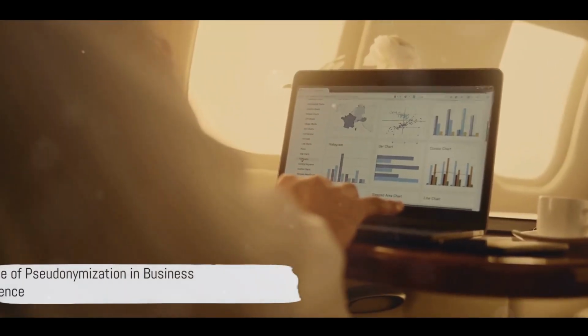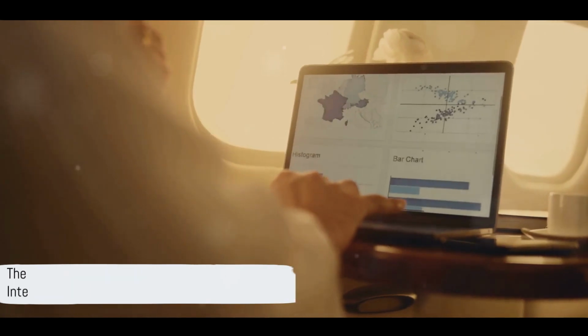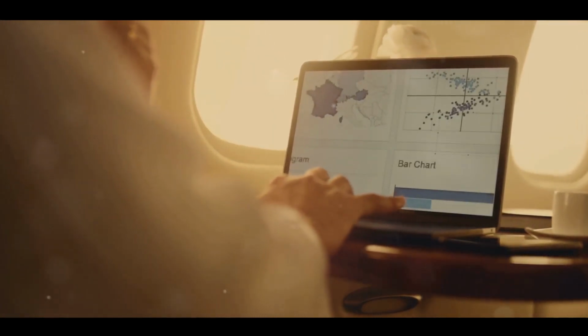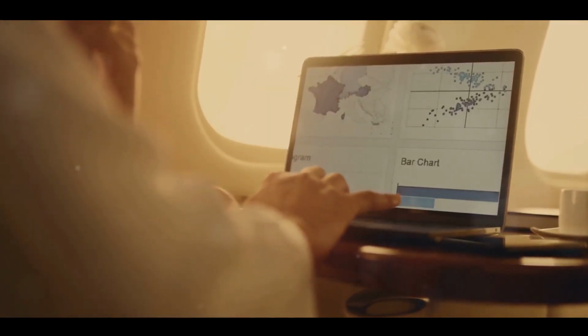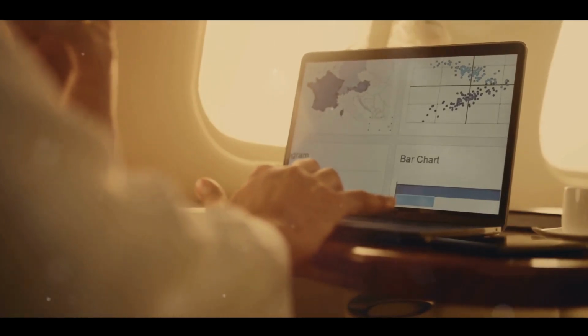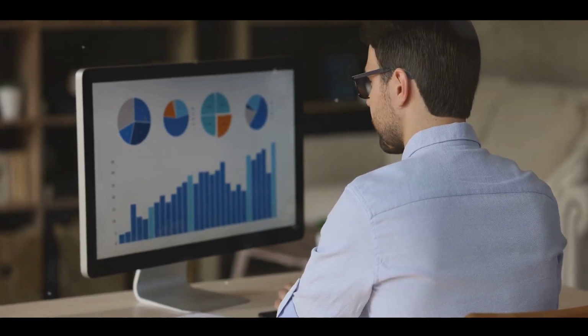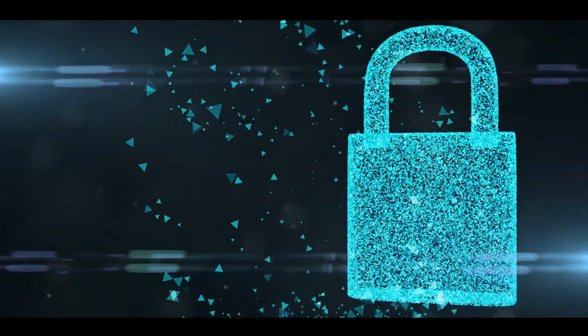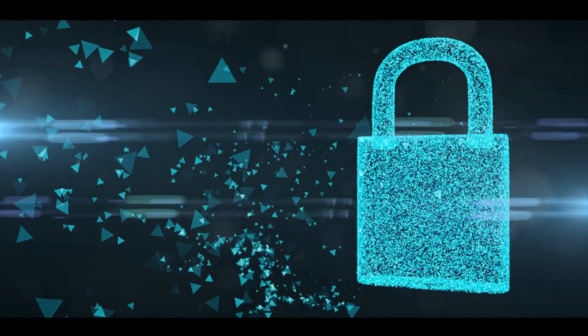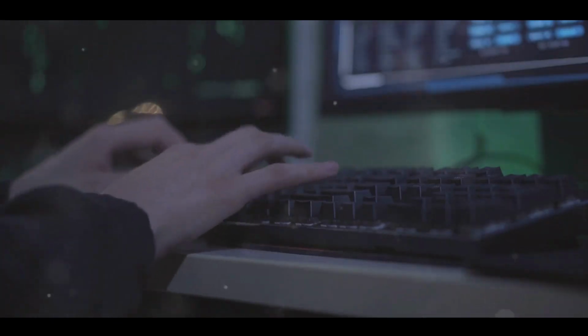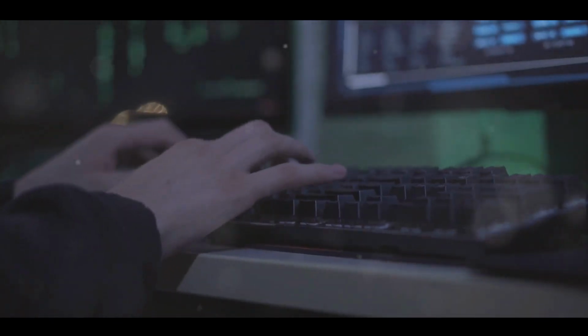Imagine a database filled with customer information. Names, addresses, phone numbers, the works. Now, in the world of business intelligence, this data is gold. It helps businesses understand customer behavior, trends, and preferences. However, it's essential to protect this information from potential misuse. This is where pseudonymization steps in.